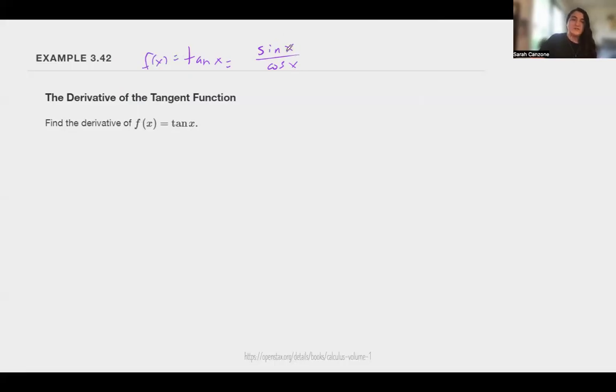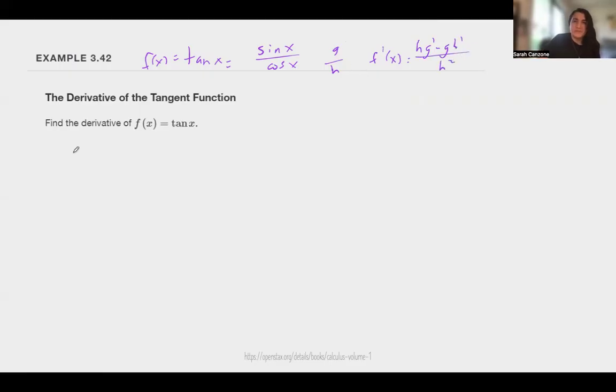So we can actually use the quotient rule on sine over cosine to find the derivative of tangent and prove that it is what the theorem that we'll talk about in a minute tells us it is. So let's go ahead and do that. Since we have an f function, we'll go g over h. And then the quotient rule tells us that f prime of x is low d high, so that's h g prime minus high d low, g h prime, over low squared, h squared.